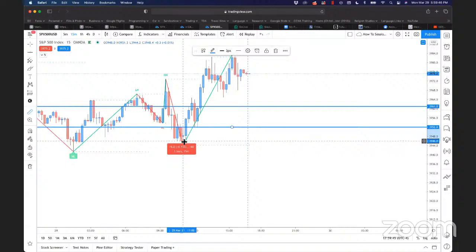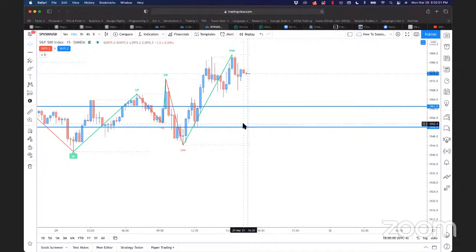So that would have been a nice 1-to-1 trade. You would have almost hit target 2. You would have come down to about 80 pips in profit if you closed out when you saw the wick rejection, right? So yeah, everything went good.